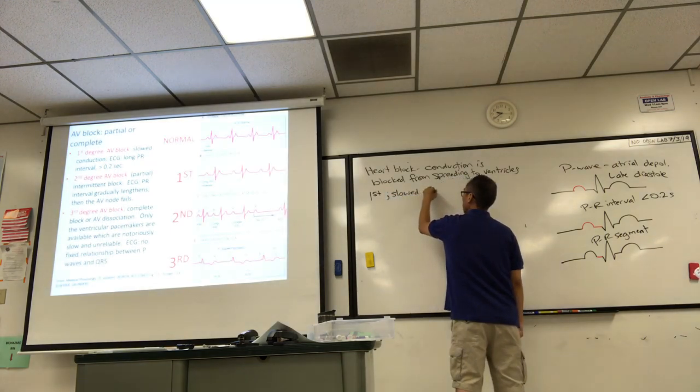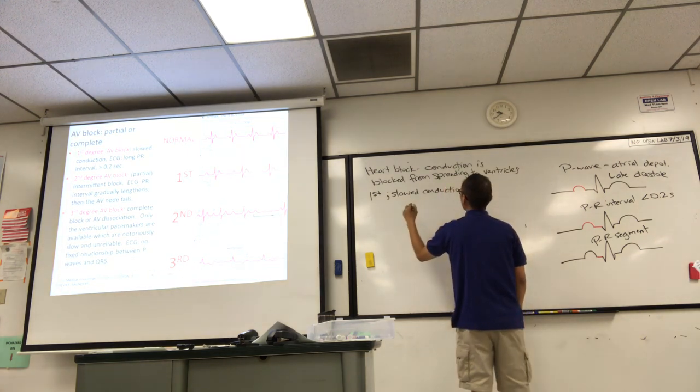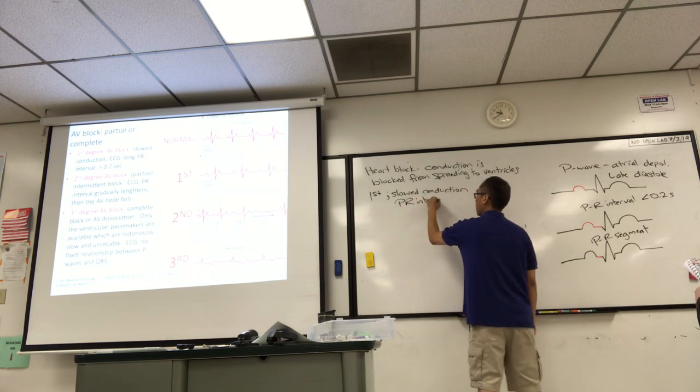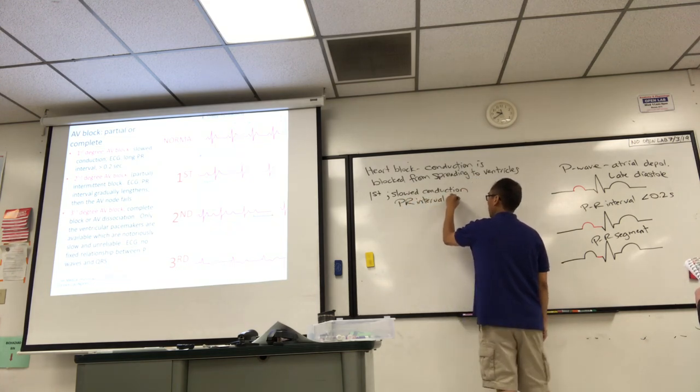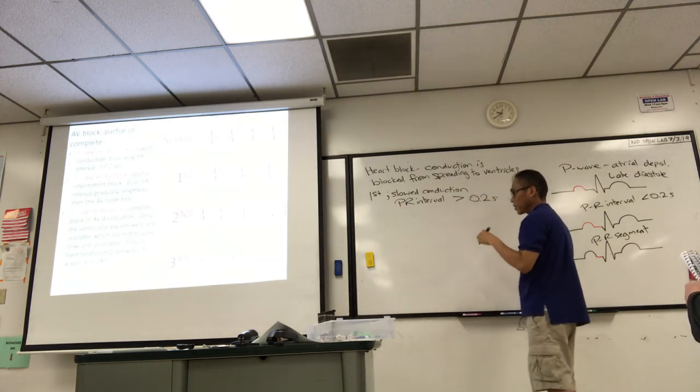Slow conduction. Basically, the PR interval is greater than 0.2 seconds. That's the textbook definition.